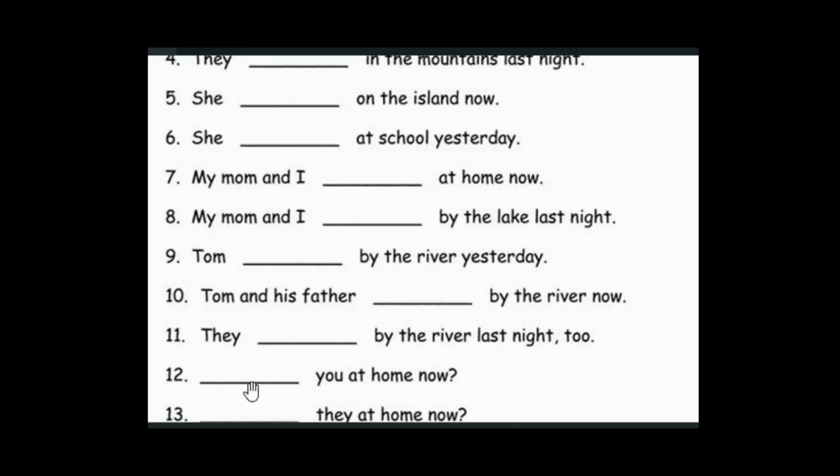Next one: dash you at home now. Questioning. To question someone, that time we use are. At the moment, we want to check whether that person is at home or has gone somewhere. To get to know whether that person is at home or outside, we ask, are you at home now? Are you at home? For the second person we use are. For second person and plural we use are.